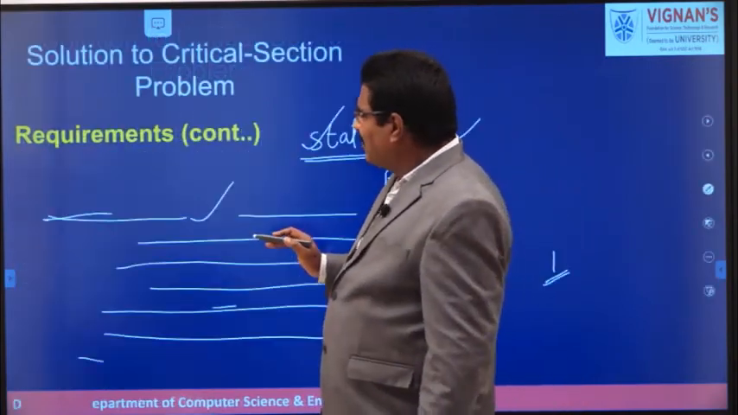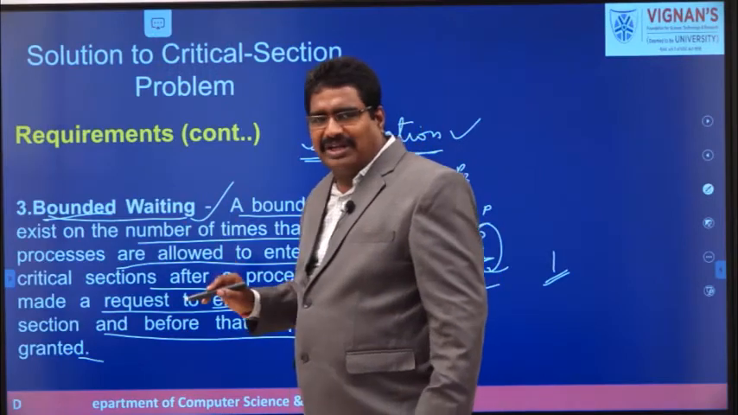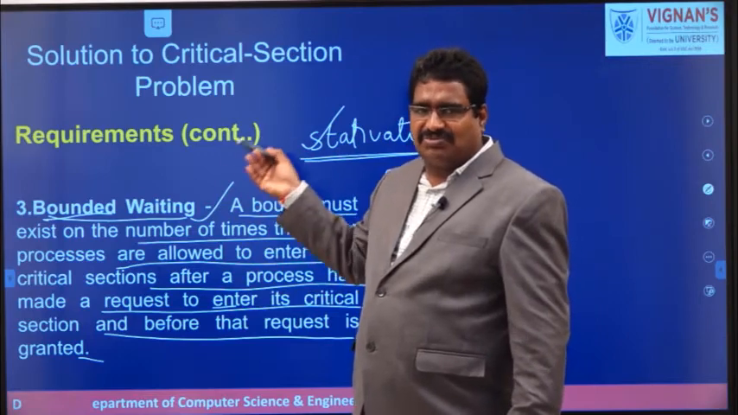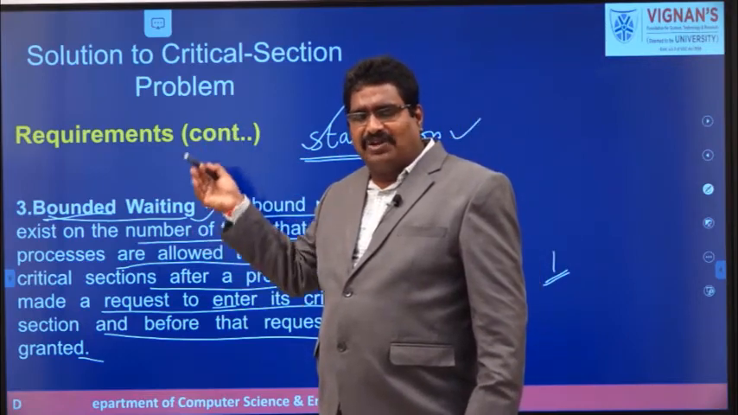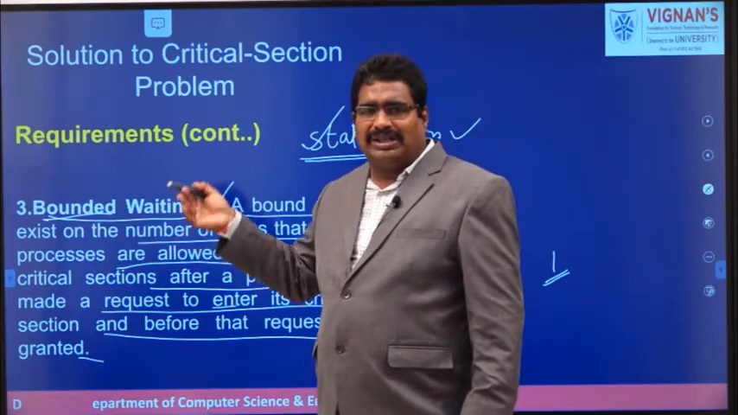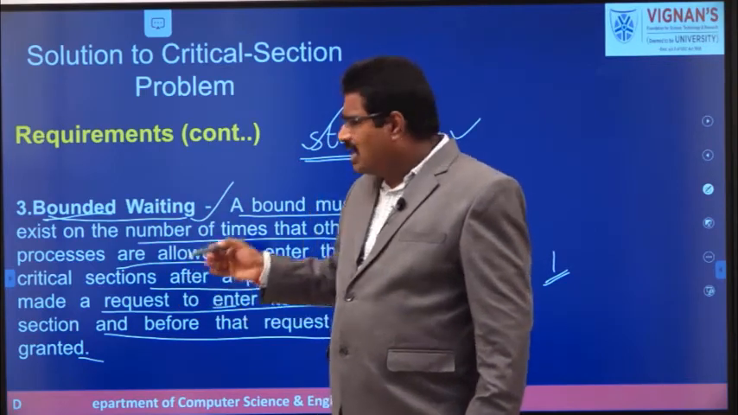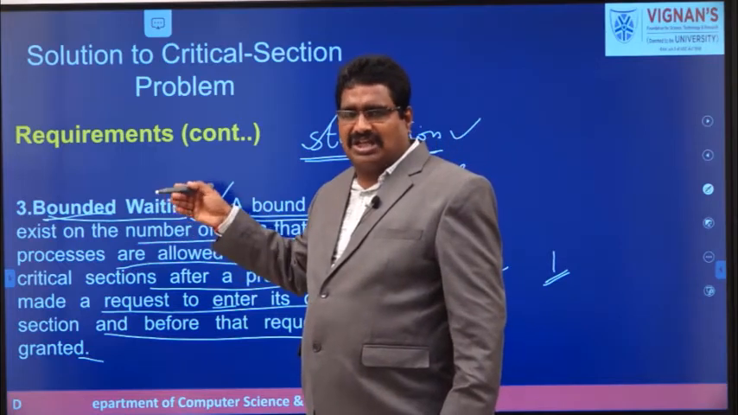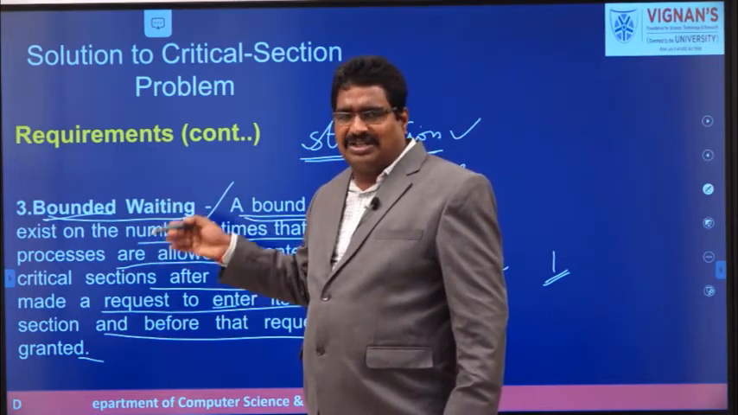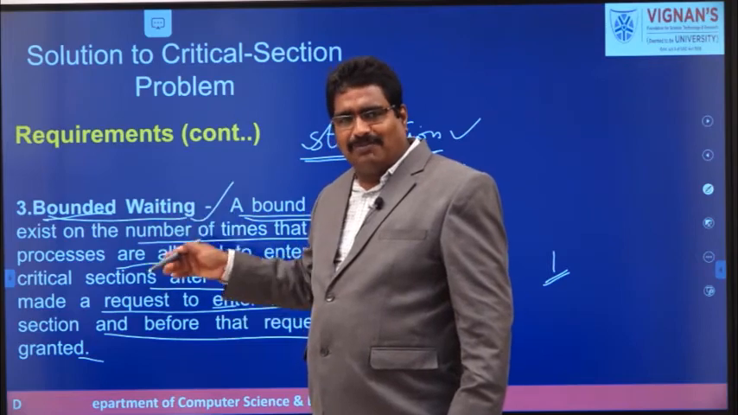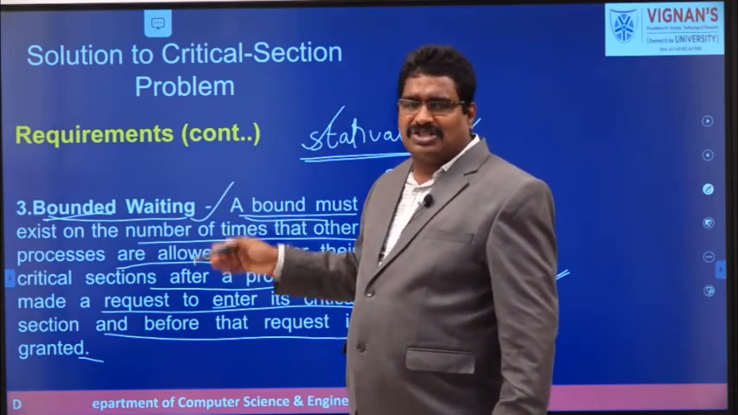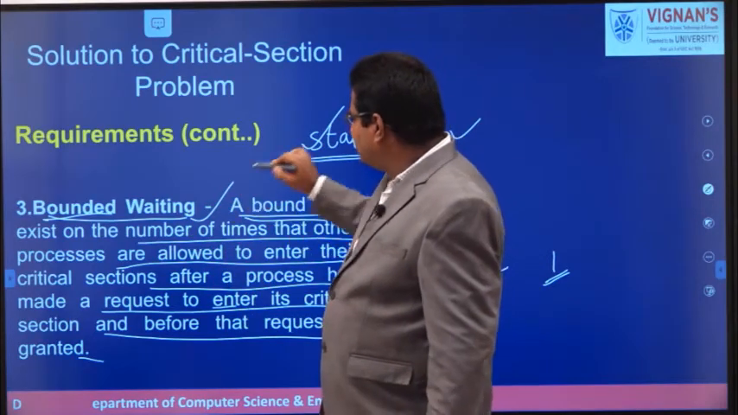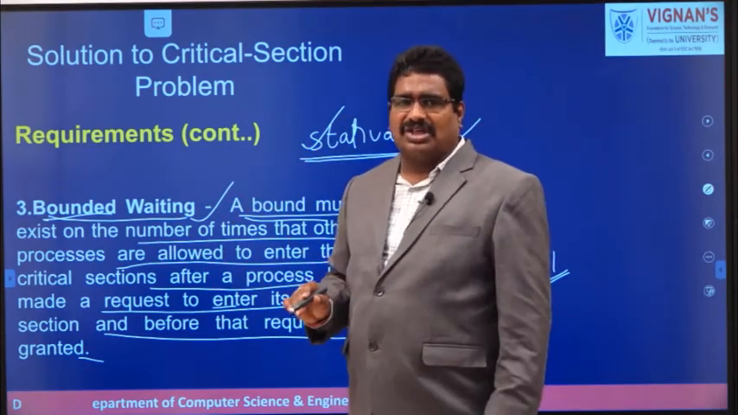And what is the third requirement? The third requirement is bounded waiting, to avoid the starvation problem. For example, if bounded waiting is not satisfied, some processes may wait for a long period of time to enter their critical section. To overcome that, there must exist a bound to specify how many times the other processes are allowed to enter their critical section. There exists a maximum limit. After that, the least priority process is also allowed to enter its critical section. So bounded waiting is required to eliminate the starvation problem.